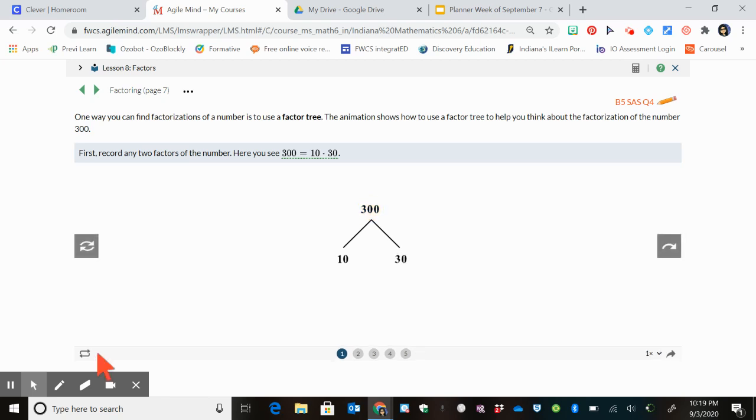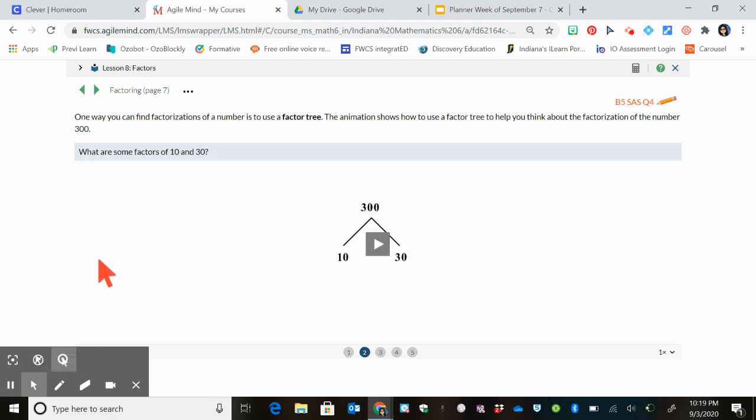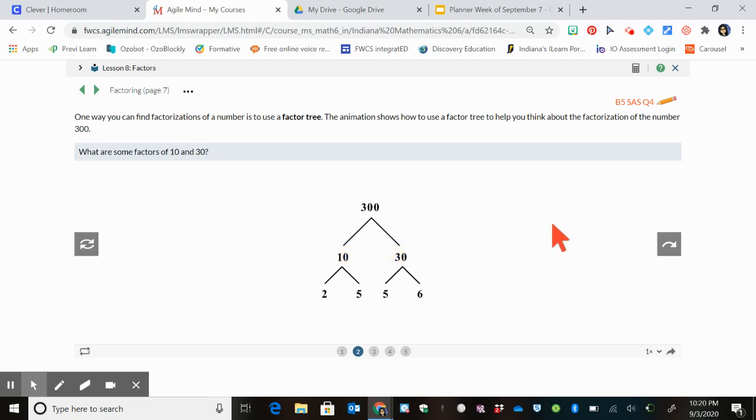So they create branches for 10 times 30. Then you have to notice that 10 and 30 are composite numbers. That means we can use more factors to break each number into more branches. 10 has 2 times 5. 30 has 5 times 6.